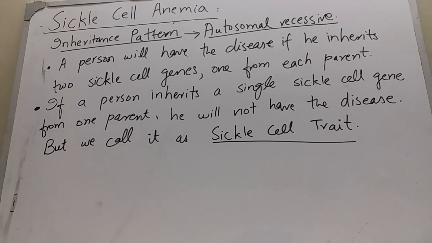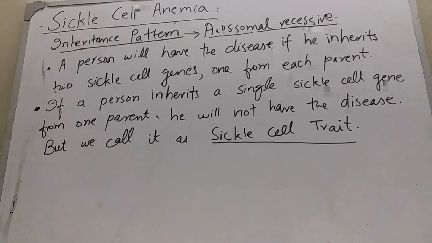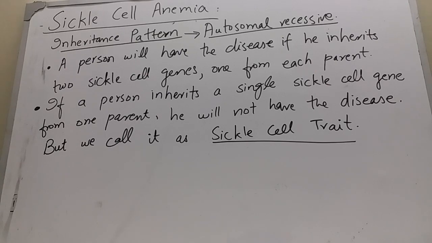Next is inheritance pattern. As I told you earlier, it's an autosomal recessive disease, a genetic disease, and the gene is the hemoglobin beta gene, a mutation in the hemoglobin beta gene, and this gene is present on autosome number 11, which is a body chromosome.